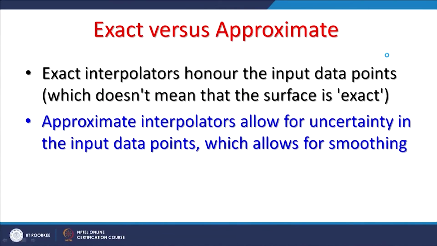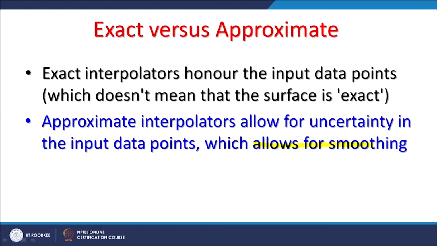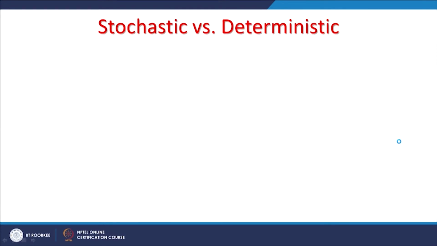So, it does not mean that the entire surface is exact, but only at that point it is exact. And if we compare exact versus approximate, then approximate interpolators allow for uncertainty in the input data points. Such situations may come where uncertainty may be very high, and this allows for a smoothing surface. Now, a third type of classification of interpolation technique can be done based on stochastic versus deterministic.